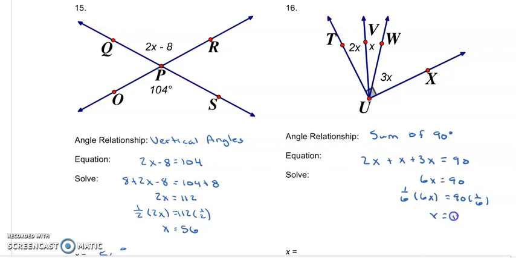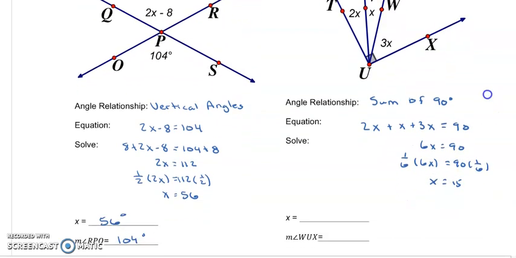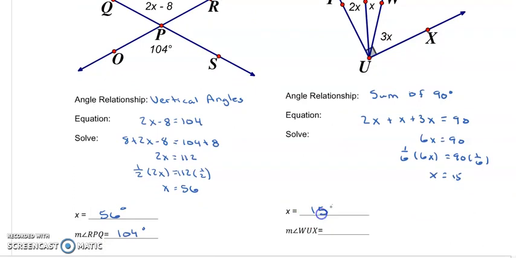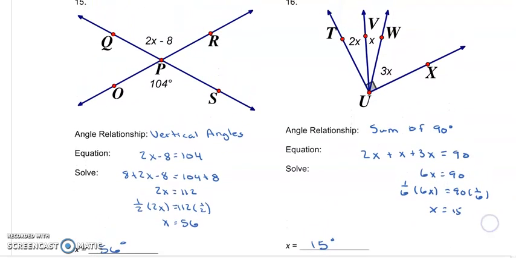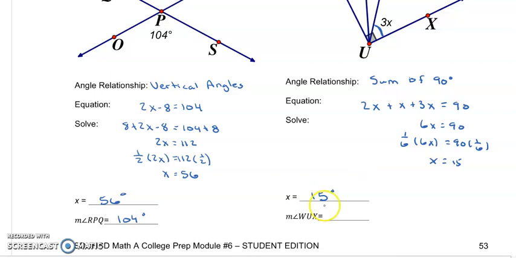and I get x equals 15. So I can put 15 down here, and then it asks me for WUX. So WUX, that's this one right here. So I'm going to have to multiply by 3, and I get 45 degrees. All right, we're going to do the last page in the very next video.